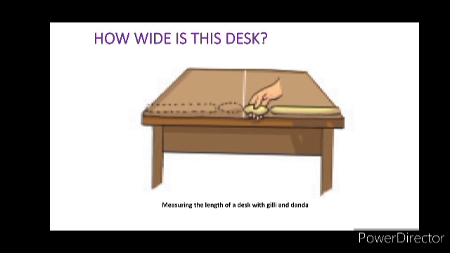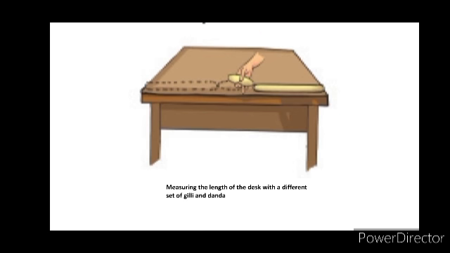After a few days, the marked line gets wiped out. Now we have a new set of gilli and danda, as he or she lost his old one. Here is how the length of the desk seems to measure using the gilli and danda. Now when measured with the new set of gilli and danda, the desk length seems to be about two danda lengths and one gilli length, with a small length still left out, which is less than one gilli length.